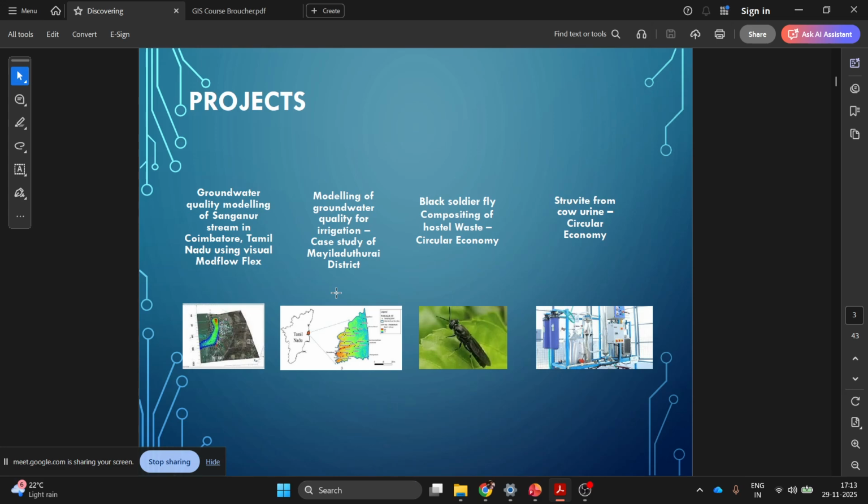Some of the projects which I have done: the first one is groundwater modeling of a stream, for which I used QGIS and also Visual MODFLOW software. The other one is a published work on modeling of groundwater quality in Mayiladuthurai district. I have also worked on the circular economy: one is composting of hostel waste using black soldier fly, and also struvite recovery from cow urine. So these are some of the projects I have worked on.